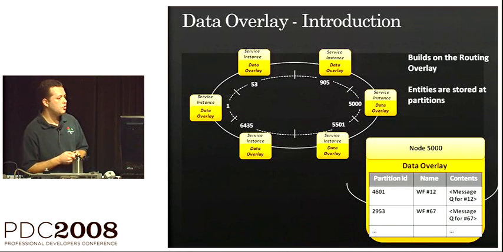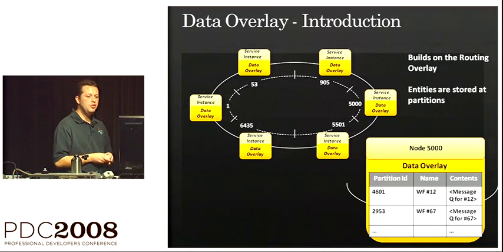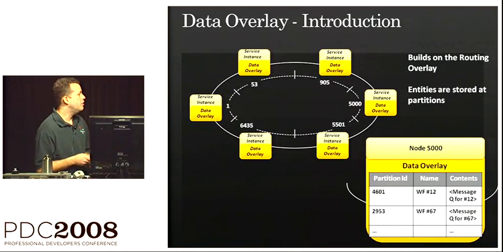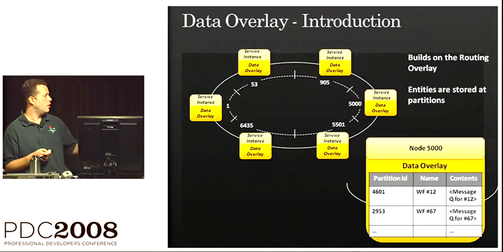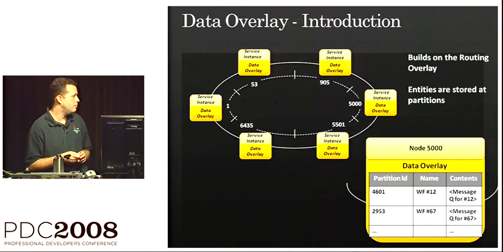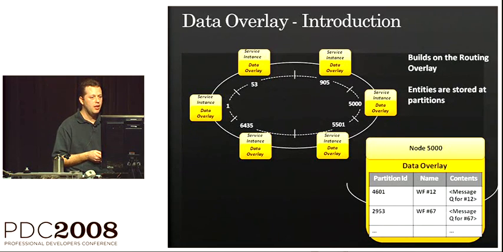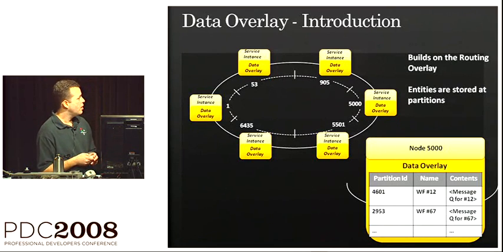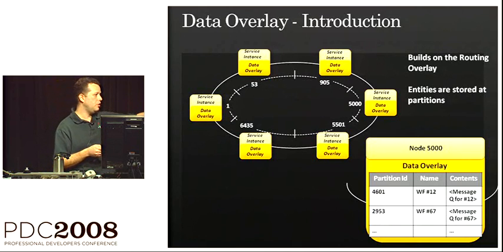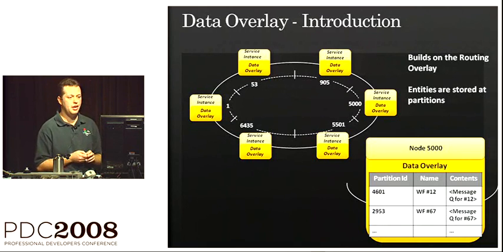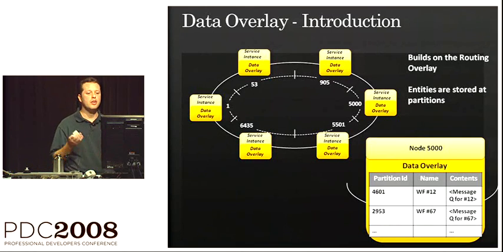Now, each node has a local data store where it keeps instances of these data structures that we call entities. And that's kind of the atomic unit of storage for the data overlay. So I have 2 rows here in the table. Each one of those is an entity. And you'll notice they have a partition ID. And the partition ID isn't 5000, even though both of these entities belong to node 5000. That's because 5000 is currently the closest node to those partition IDs.